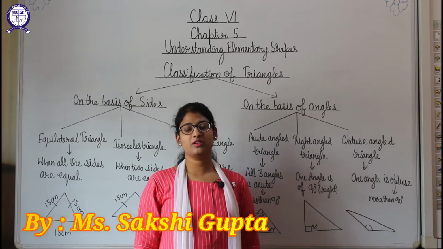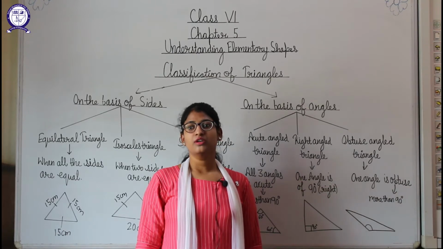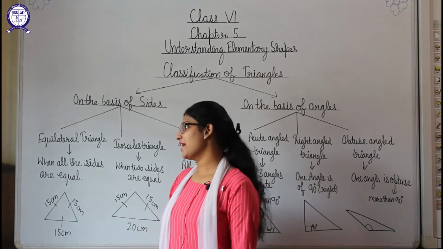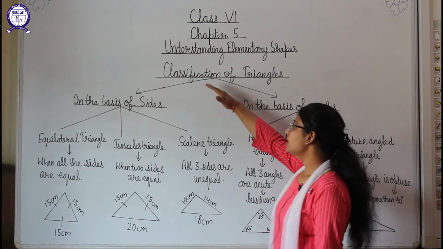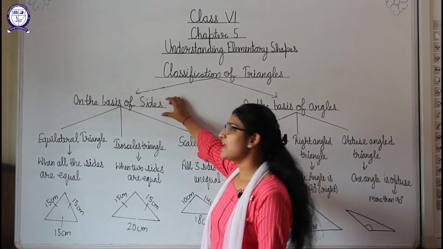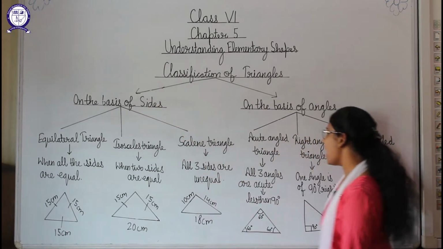Today we will continue our chapter 5, that is understanding elementary shapes. Okay, so today our topic is triangles. So here is the classification of triangles. In two ways we can classify the triangles, on the basis of sides and on the basis of angles.